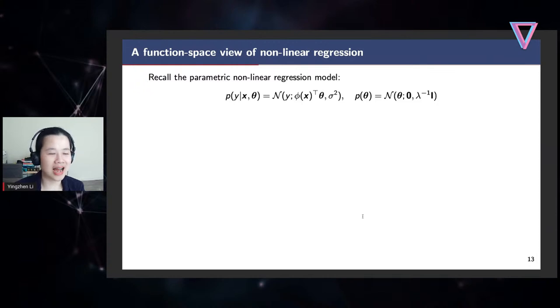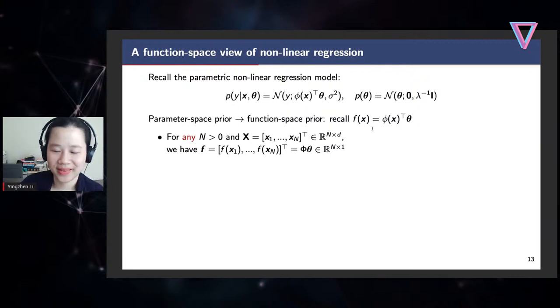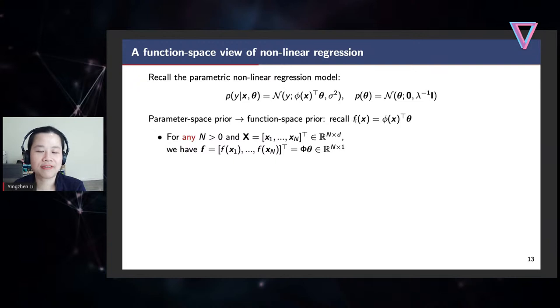Okay. So let's see how we can go from parametric models into a function space view of this model. Recall we have the parametric nonlinear regression model as before. We have a Gaussian prior and a Gaussian likelihood with mean as the inner product between the feature vectors and the parameter theta. Now let's try to transform the prior in parameter space into a prior in function space. Recall that we define a predicted function as the inner product between the feature and the parameter theta. And here, this feature phi is a fixed mapping, so it has no randomness, it has nothing to do with theta.